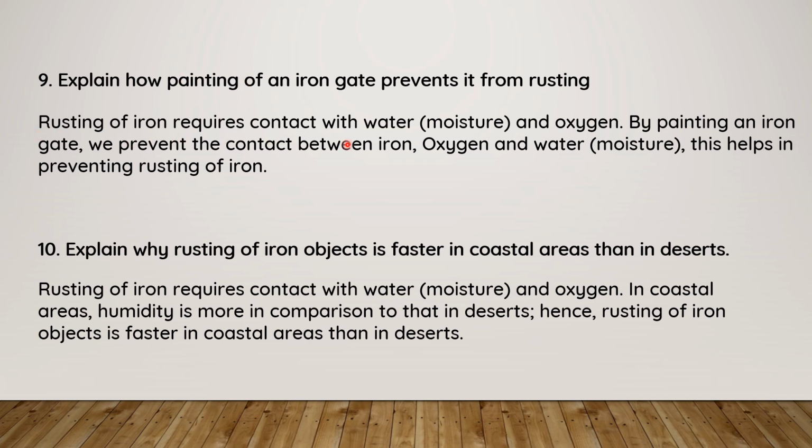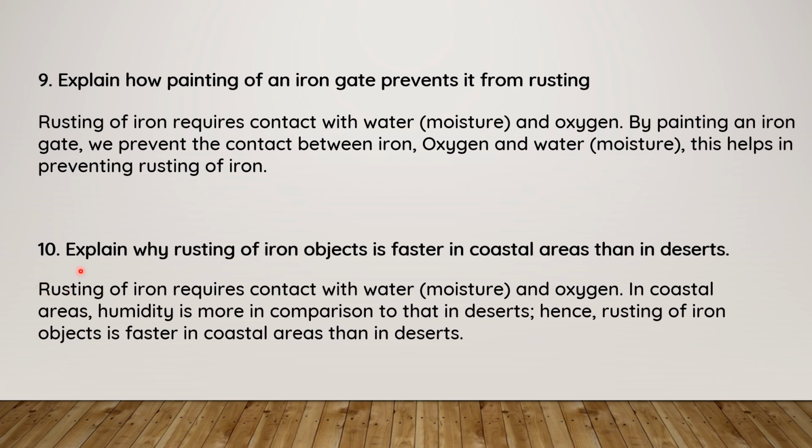Rusting of iron requires contact with water and oxygen. Water is in the moisture or the water vapor in our atmosphere. So iron has to be in contact with the water vapor and oxygen, then only rusting will be formed. So by painting an iron gate, we prevent the contact between iron, oxygen and water. When we paint, there is no chance to get contact with atmospheric oxygen or water vapor. So we can prevent rusting of iron.